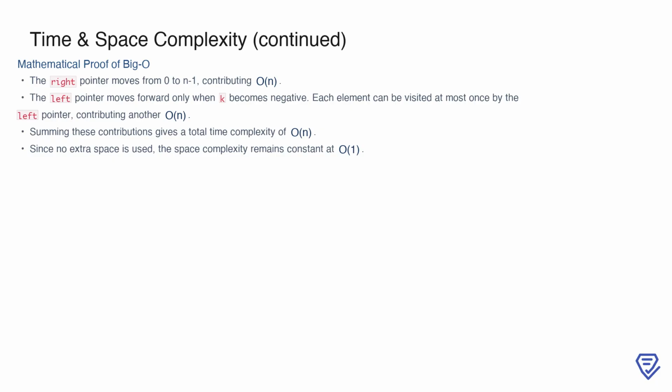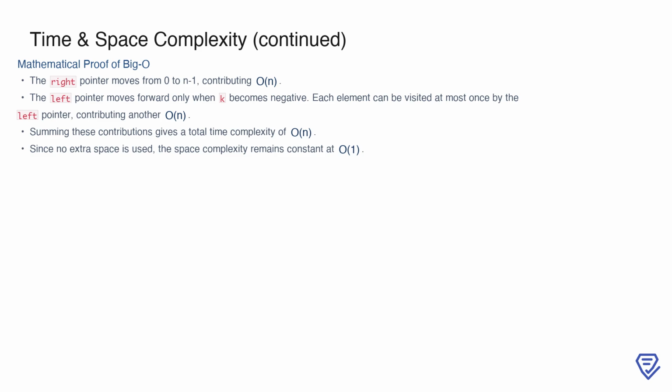The right pointer moves from the beginning to the end of the array, contributing O(n). The left pointer only moves forward, and each element is visited at most once by the left pointer, adding another O(n). Adding these two contributions gives a total of O(n). Since all other operations are constant time and no extra space is used, the space complexity is O(1).